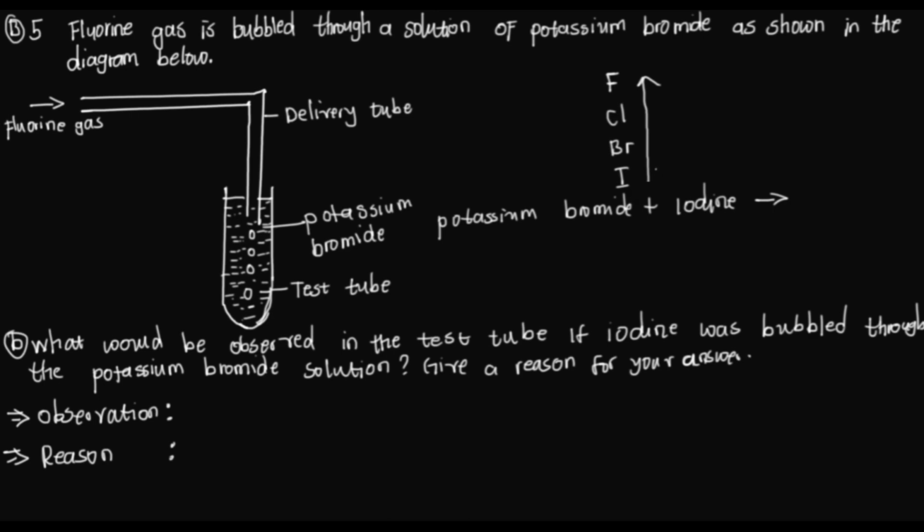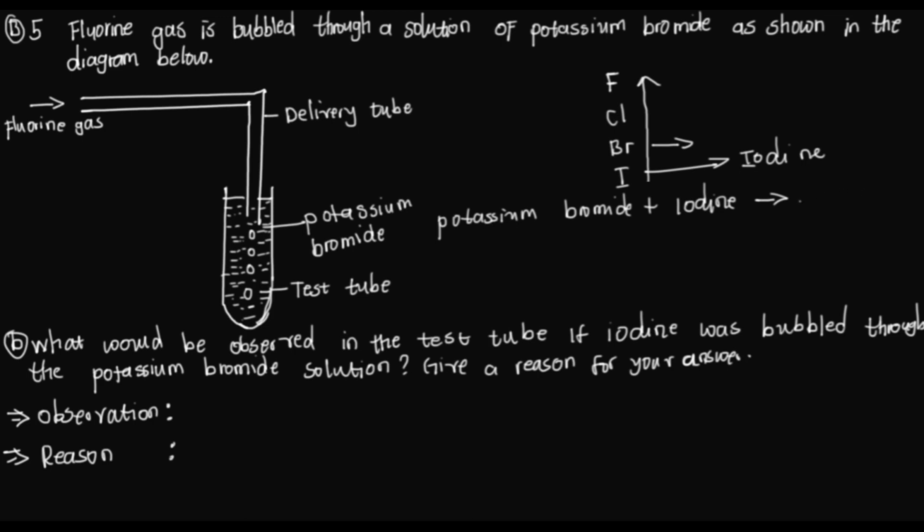So let's look at the position of iodine. Bromide is here. This is where our bromide is. Then this is where our iodine is. From the way the elements are arranged in group 7, we are able to see that bromine is more reactive than iodine, since bromine is on top. So therefore iodine cannot displace bromine.